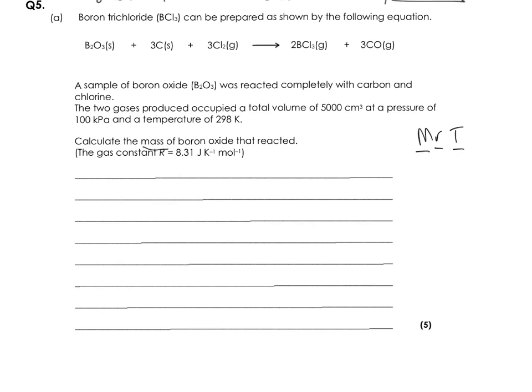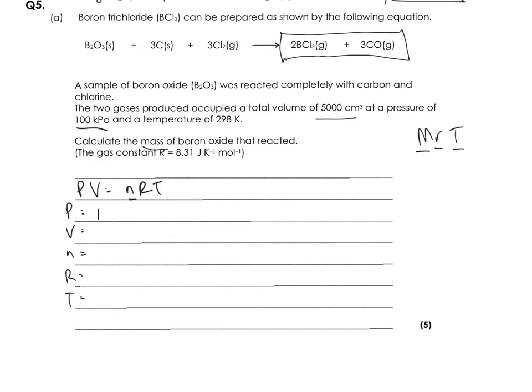So it tells us that the gas that is made on this side occupied a total volume of 5,000 centimeters cubed and a pressure and a temperature. So we're going to use PV equals nRT first to work out the number of moles, as in Mr T. So we'll follow our method that we're always going to use. The pressure we've got there is 100 kilopascals, so we'll convert that to pascals. The volume we've got as centimeters cubed, so we've got to multiply that by 10 to the minus 6 to turn it into meters cubed. The moles is what we're trying to work out. The gas constant is 8.31 and the temperature is already in Kelvin.